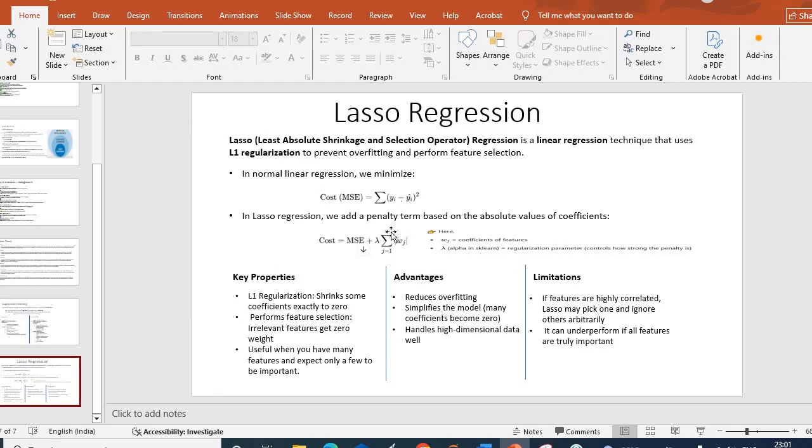Where to use it? When you have many features and you want to select only the important ones, when you suspect some of the features are irrelevant or redundant, and when you want to use a simpler model.